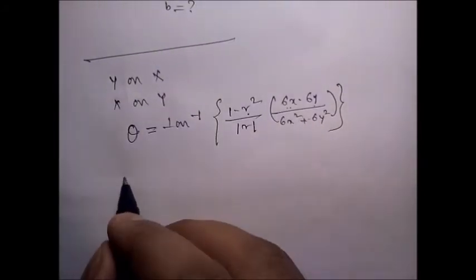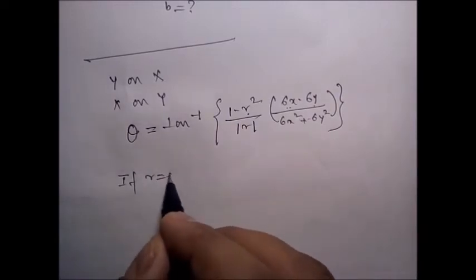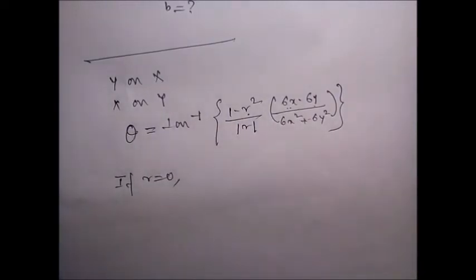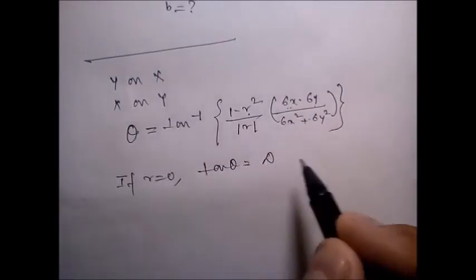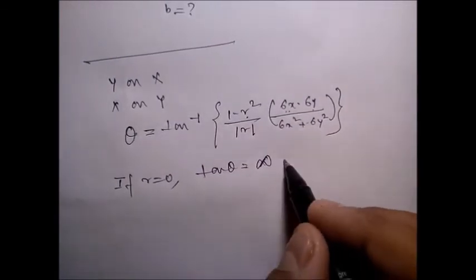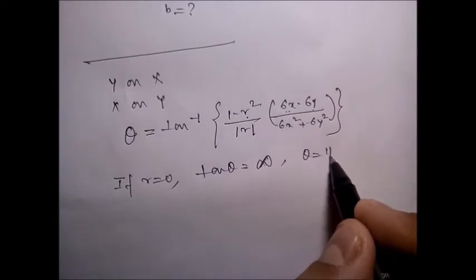Now if r is equal to 0, that is, if they are uncorrelated, what is tan theta? Tan theta is infinite or undefined. So theta is equal to pi by 2.